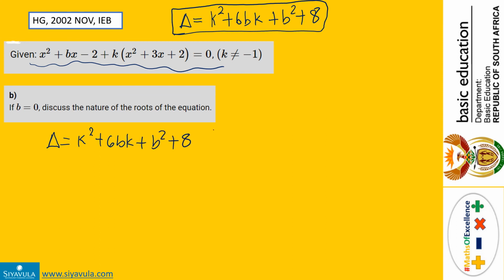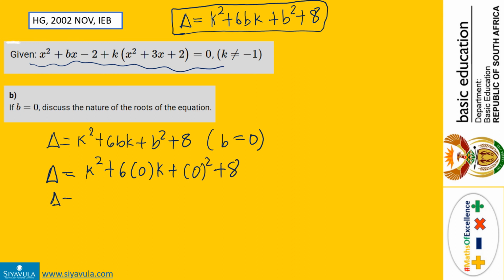So we know our delta is k squared plus 6bk plus b squared plus 8, right? They're saying b now is equal to 0. Can you please discuss the nature of the roots? What will we do? We are going to first calculate our delta, then we're gonna discuss it from there. So our b is 0. Where there is b, we're gonna put 0, and then also here 0 squared plus 8.